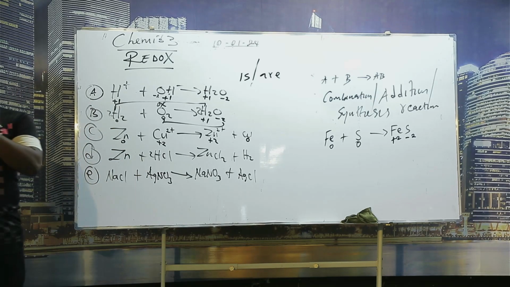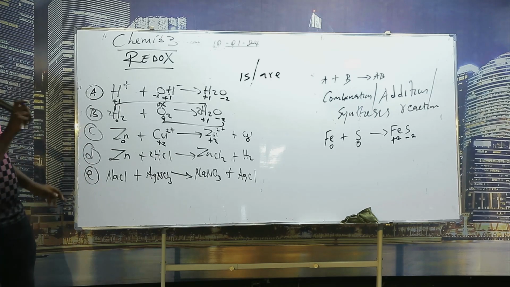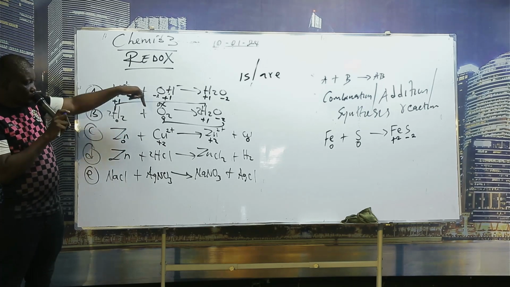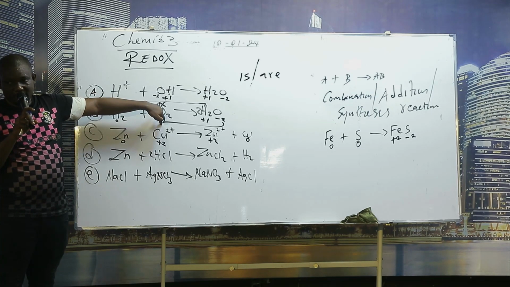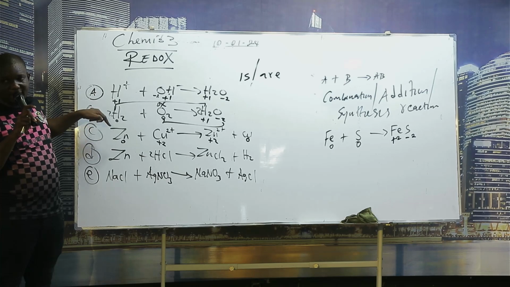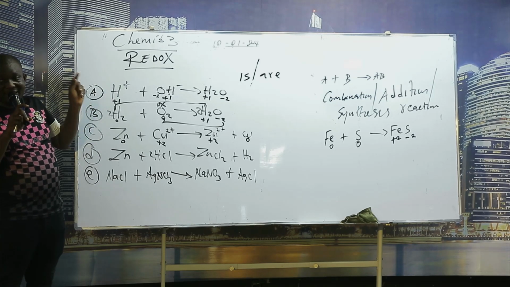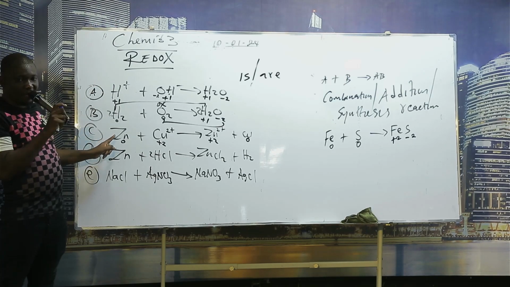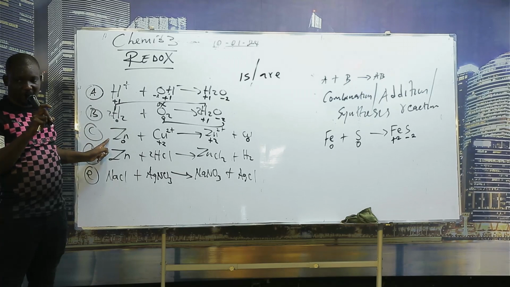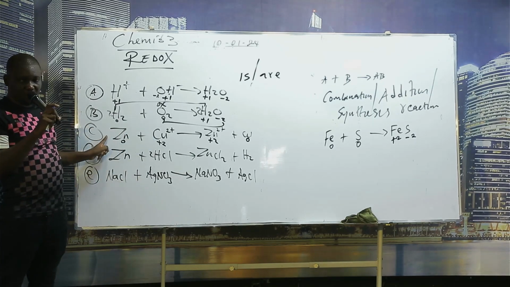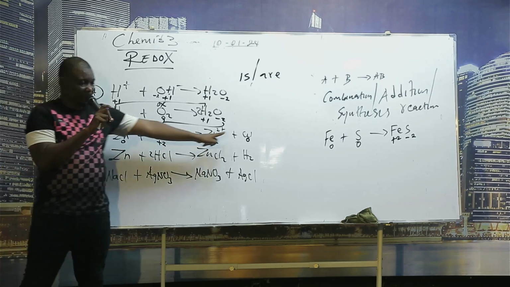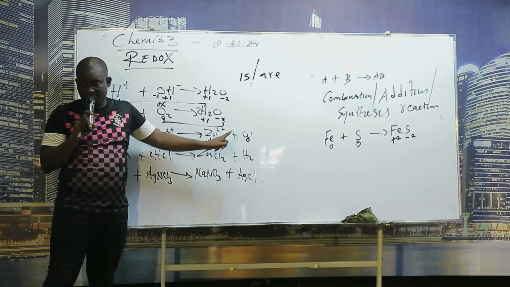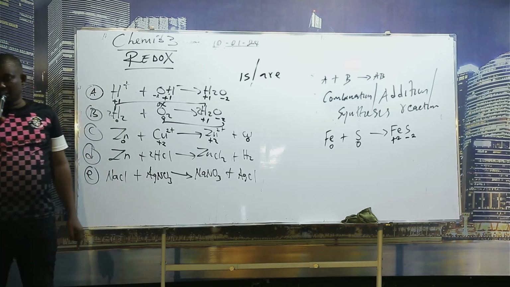Zinc, being more electropositive than copper, cannot leave copper with the charge, knowing that it is more electropositive or reactive than copper in the electrochemical series. So in this reaction, copper is displaced by zinc. That is why the charge is now switched to zinc, while copper is now discharged. So this type of chemical reaction is called what?